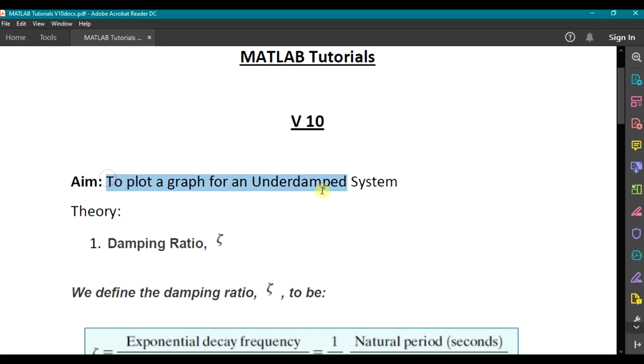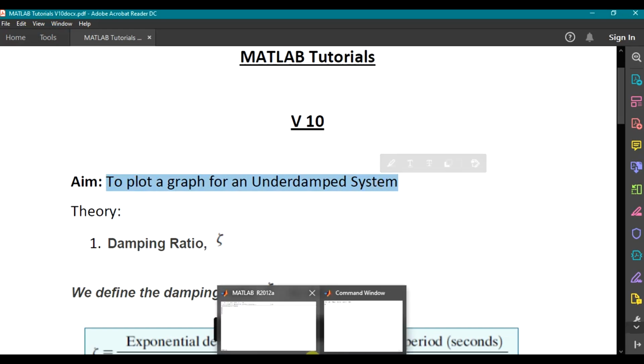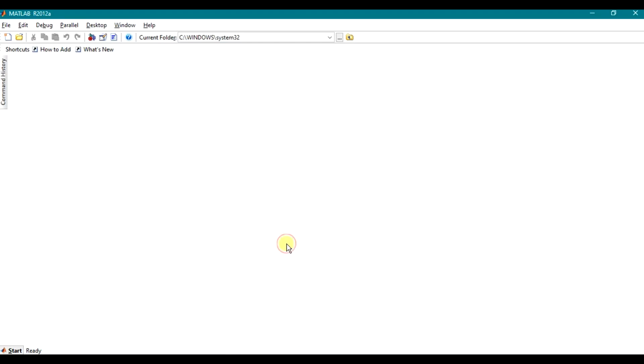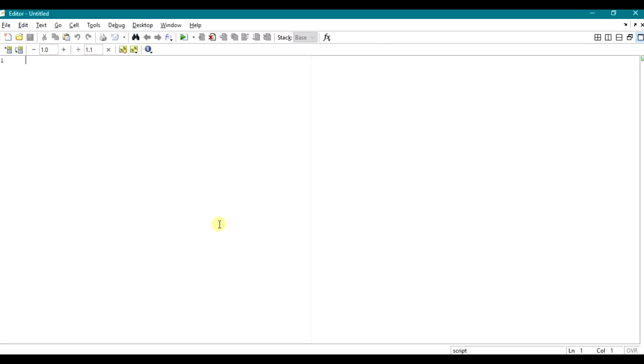I simply copy the aim from here. Go to MATLAB, Control plus M. Okay. Percentage sign, space, Control plus V. Okay. CLC. Close all.